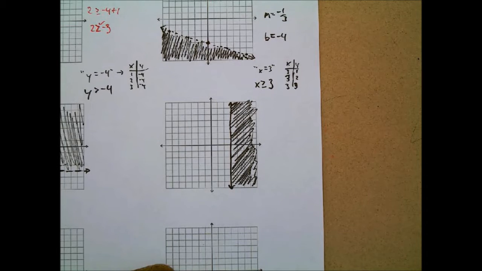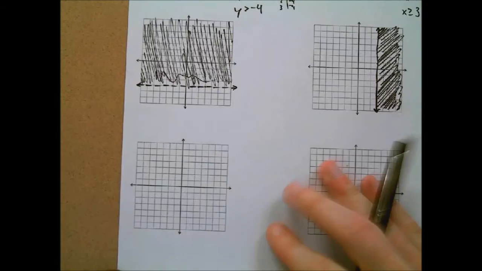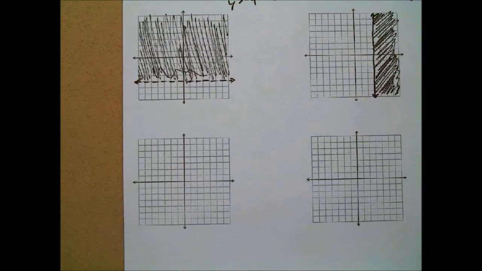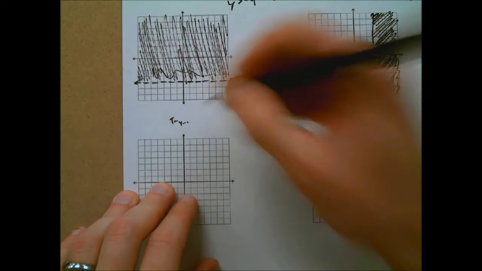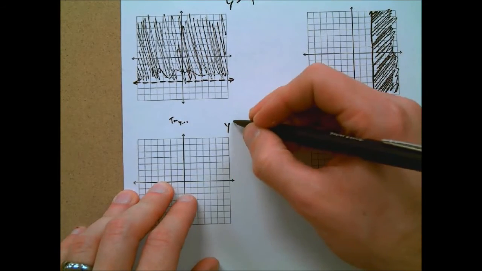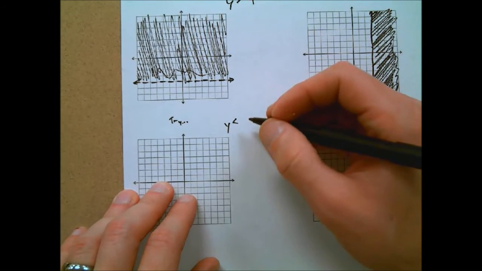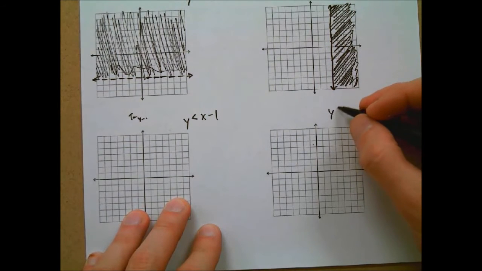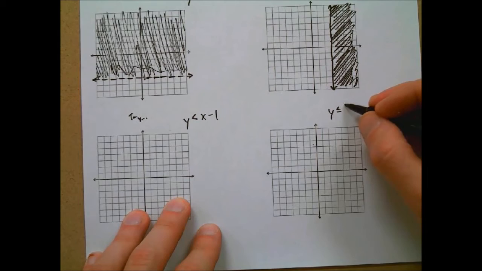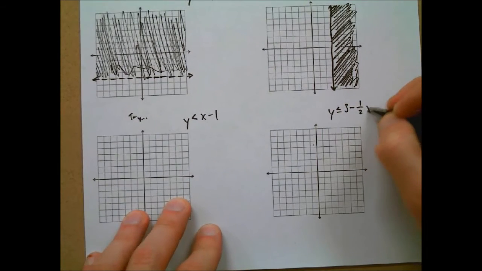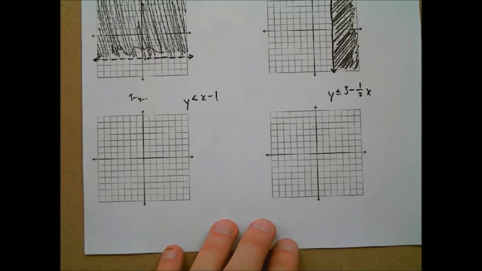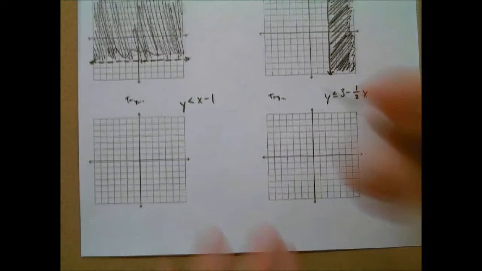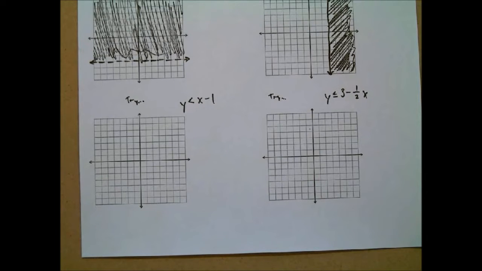All right. I'll have you guys do 2, and then we'll have you get started on the assignment, okay? So here, try these 2. Let's have you do y is less than... Okay, so there's your 2. Give those a try. But these are inequalities, okay? And be careful whether you are supposed to do a dotted line or a solid line.